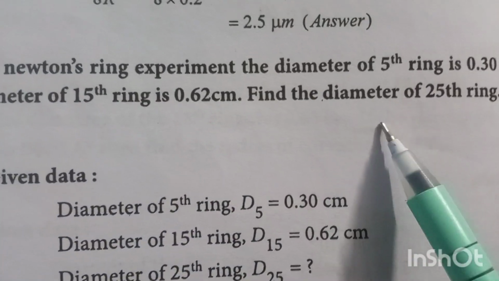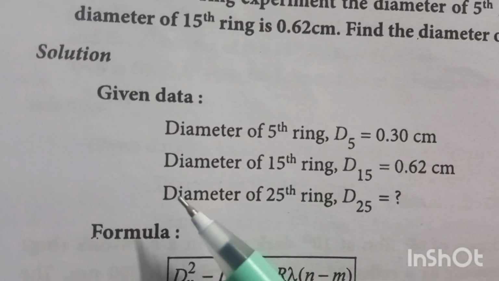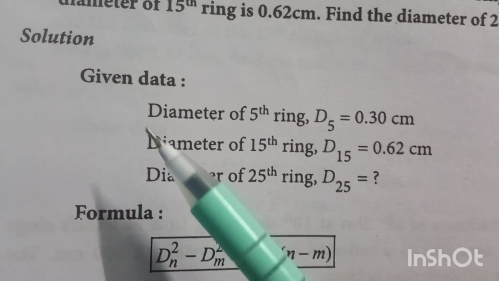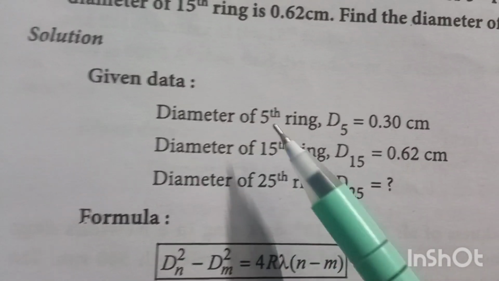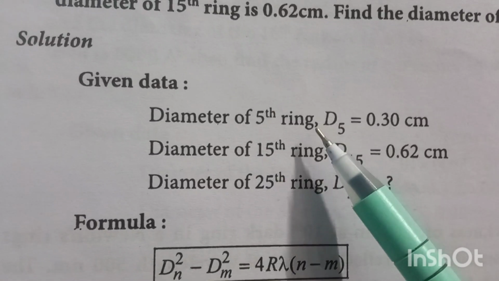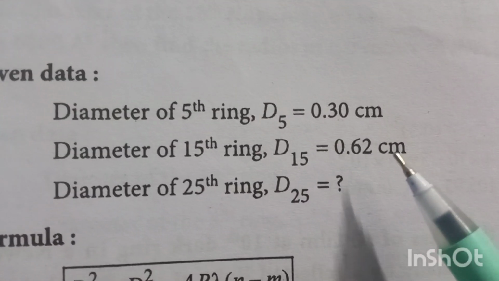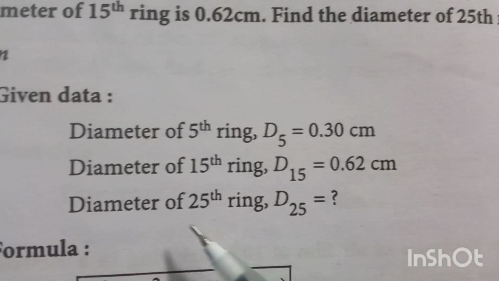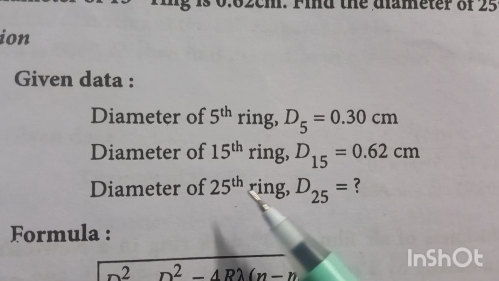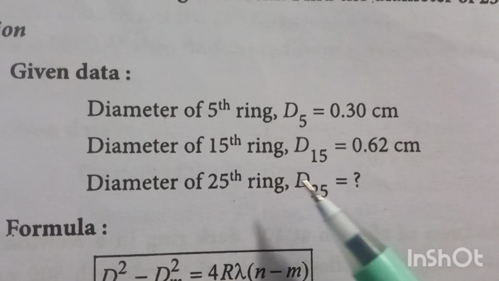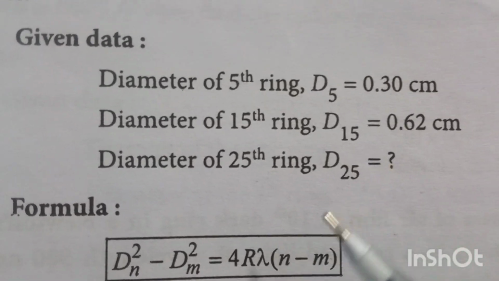So find the diameter of the 25th ring. First, for any type of problem, you should note down the given data. Here the given data is the diameter of the 5th ring and the 15th ring. The 5th ring is 0.3, the 15th ring is 0.62. So determine the 25th dark ring. Here D25 is equal to question mark.